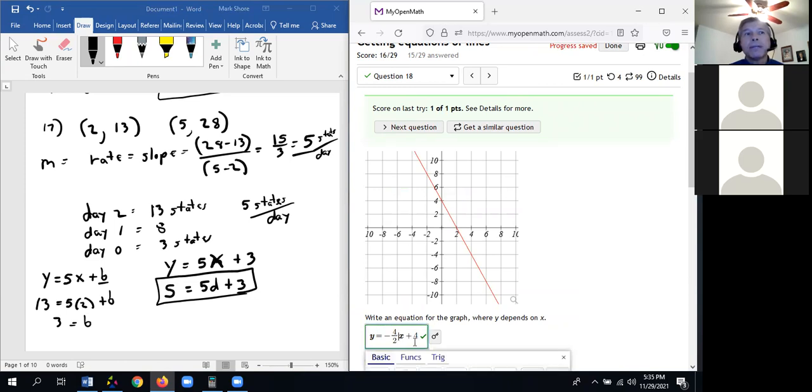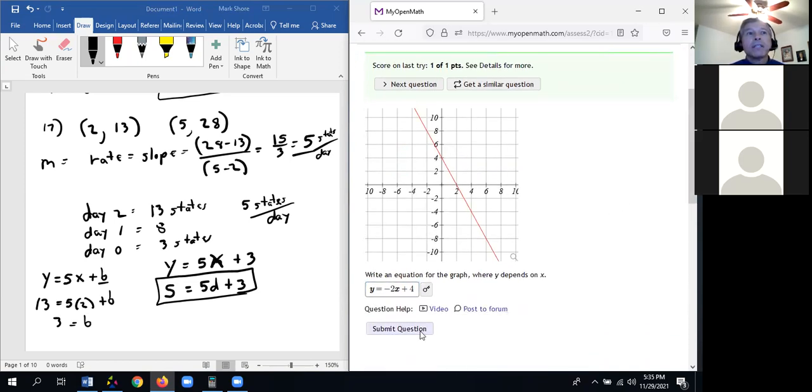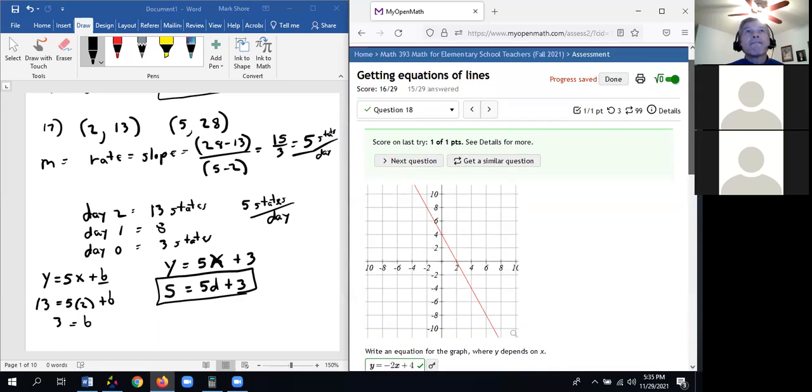If we would have just reduced it and said -2x plus 4, you see that that is the same answer. And by the way, you'll get any point on this line with this equation. Like for example, this point here at -2, 8. If I put -2 in there for x, I will get 8, because -2 times -2 is 4, and 4 plus 4 is 8. It works. So, all right.